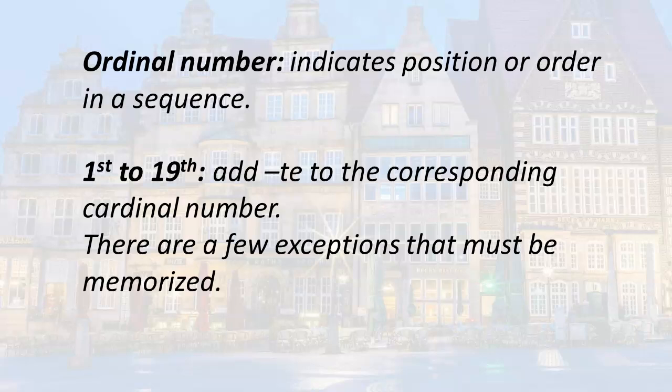In German, the ordinal numbers are based on the cardinal number. So if you know the cardinal numbers, there's a very simple conversion process to go from the cardinal number to the ordinal number. So from 1st to 19th in German, all you have to do is add TE to the corresponding cardinal number. So for example, the number 2 is zwei, so all you have to do is add the TE to zwei, and you have zweite, which means the second. There are a few exceptions to this rule of simply adding a TE to the cardinal number, and we will see those exceptions as we practice here.